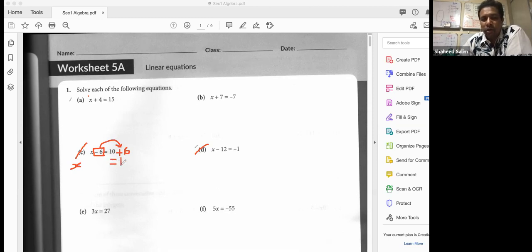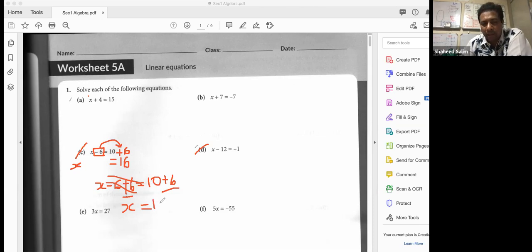But I want to show you what is actually happening here. Down here, x minus 6. How to get rid of it? You plus 6. See, -6 plus 6 equals 0, right? So if you plus 6 on the left side, you must also plus 6 on the right side. So this one now you can cancel it off, because it's 0 up there. So x equals 16.